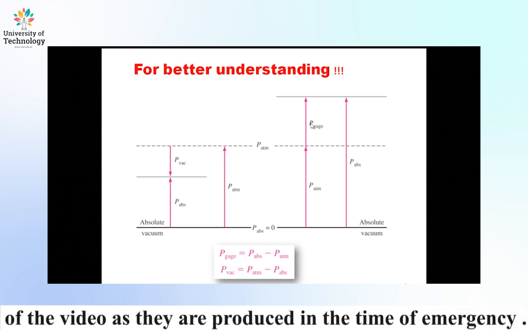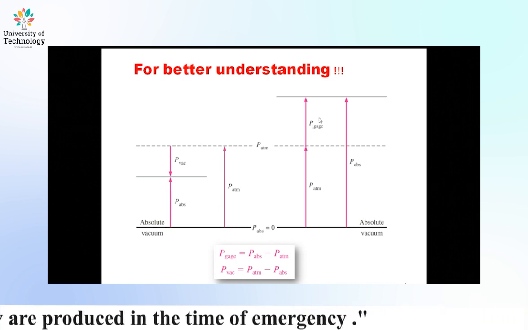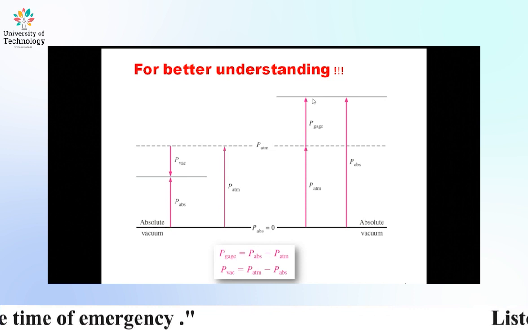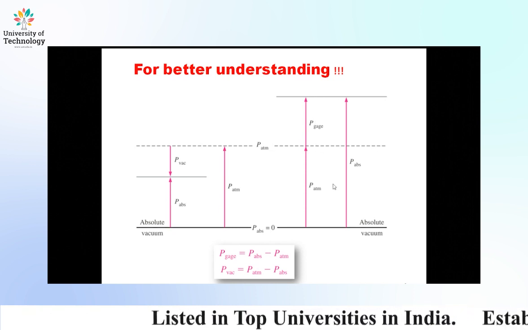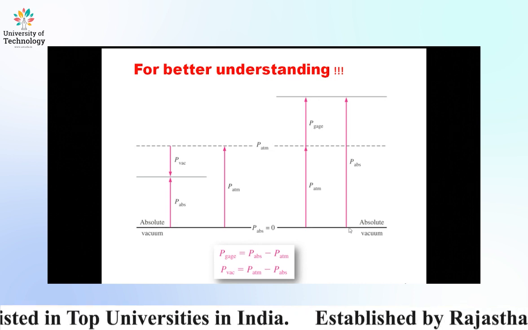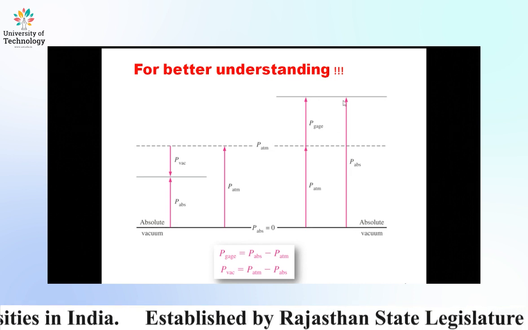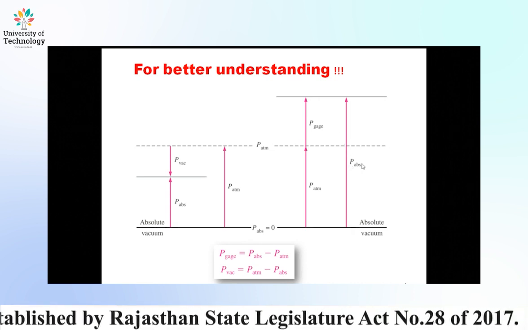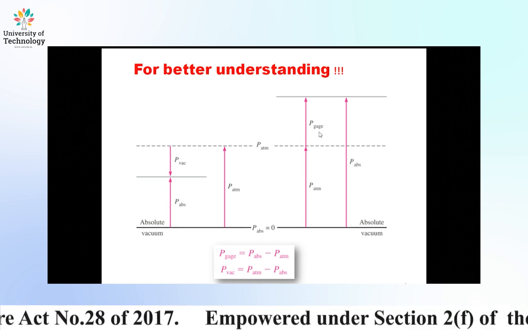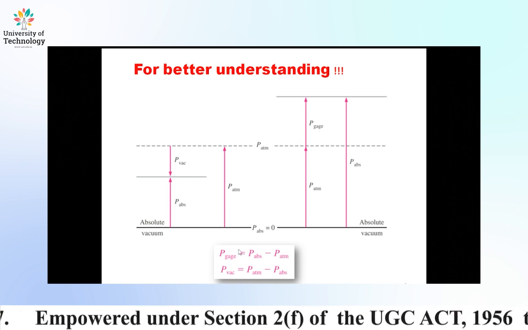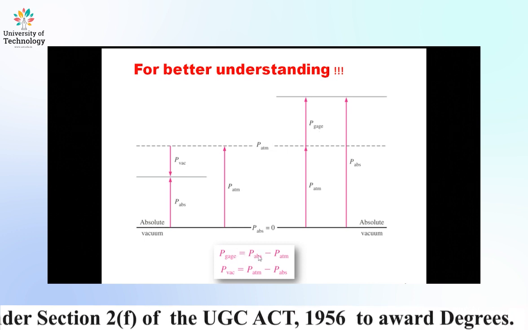It is a positive pressure. So from this point to this point is the gauge pressure, and with respect to absolute vacuum, this is the absolute pressure. So what is absolute pressure in this case? Absolute pressure is equal to atmospheric pressure plus gauge pressure. Therefore, gauge pressure is equal to absolute pressure minus atmospheric pressure.